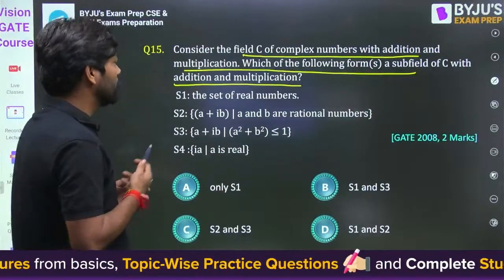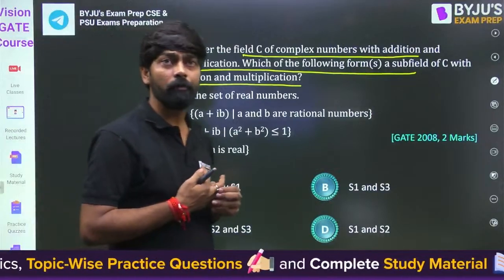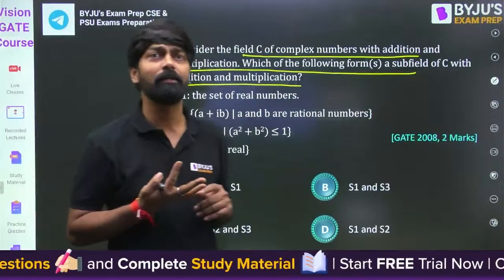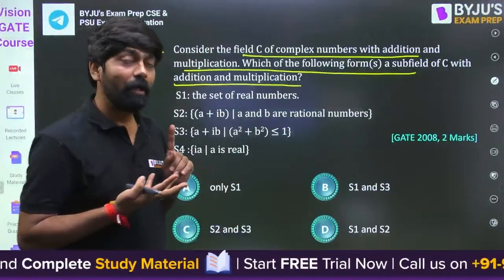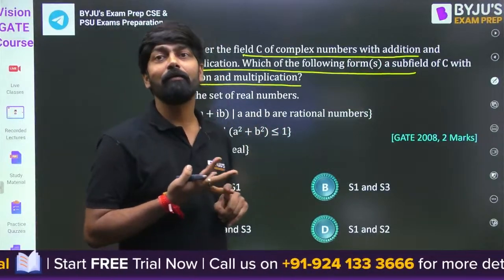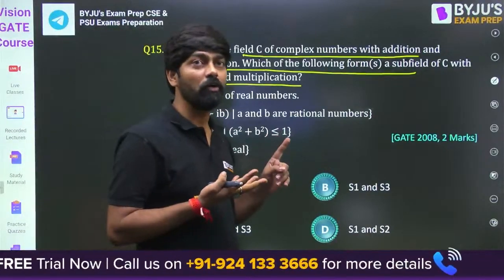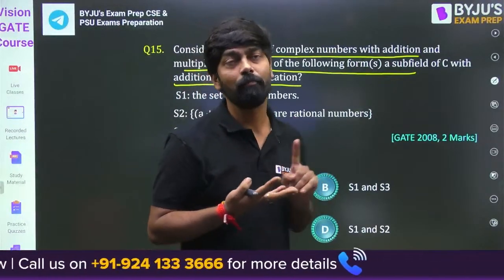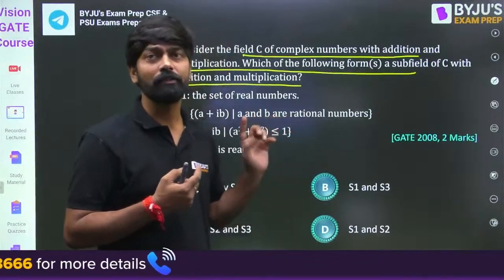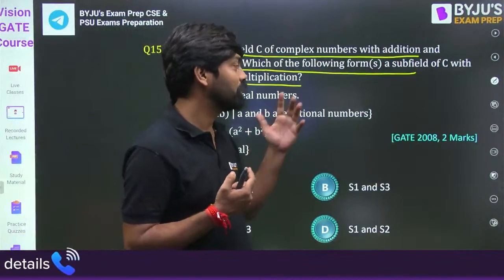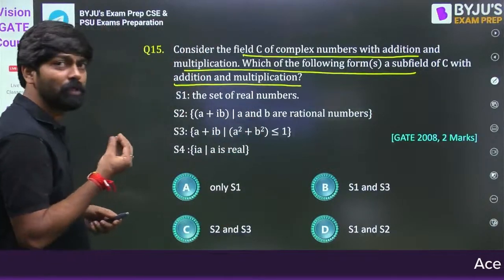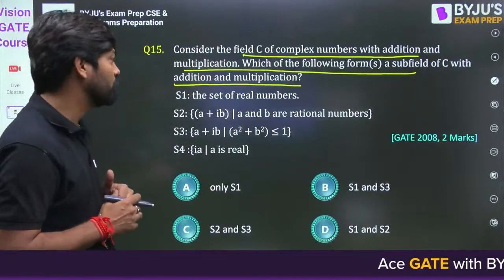So see clearly, a subfield should be closed. It should be associative and commutative. It should have multiplicative inverse and additive inverse, where the multiplicative inverse should exist on non-zero values. And it should be distributive: multiplication is distributive over addition. So that is the property of a subfield.